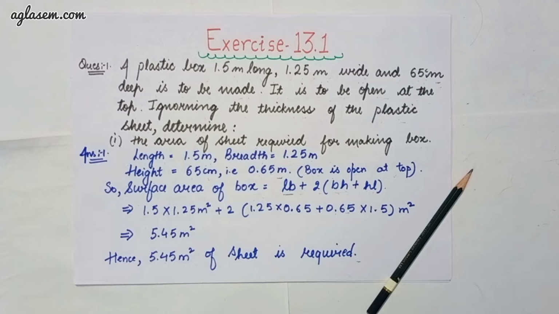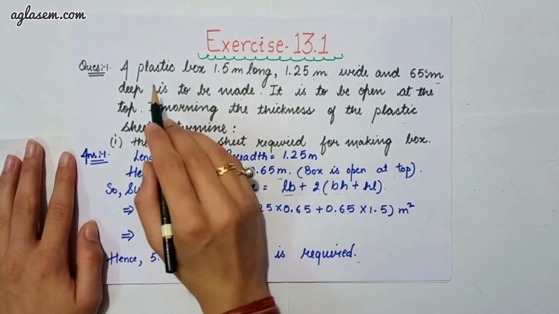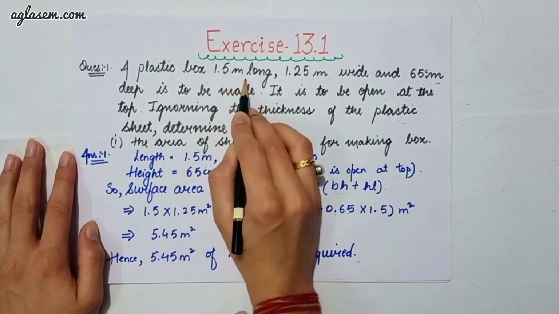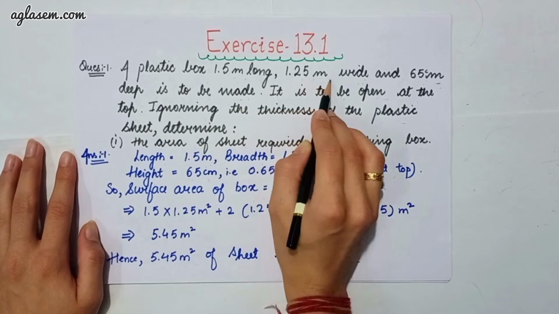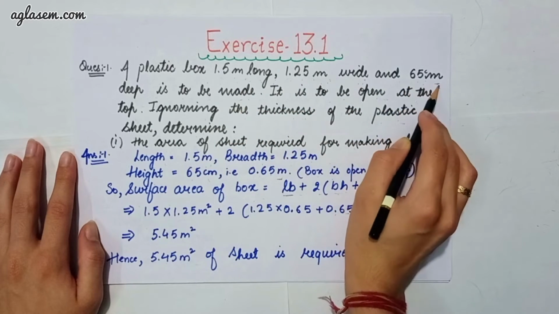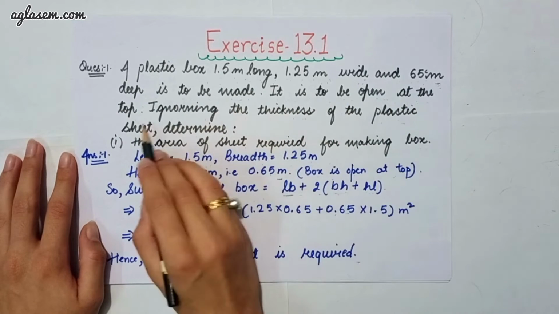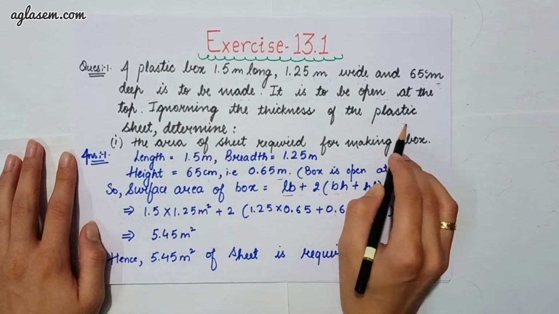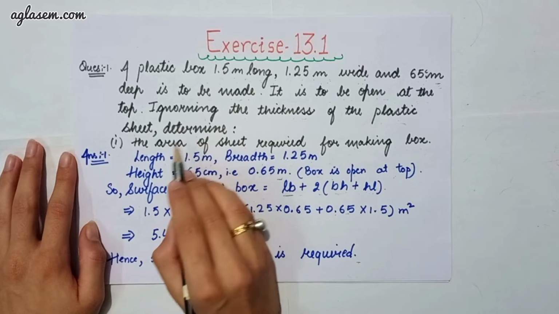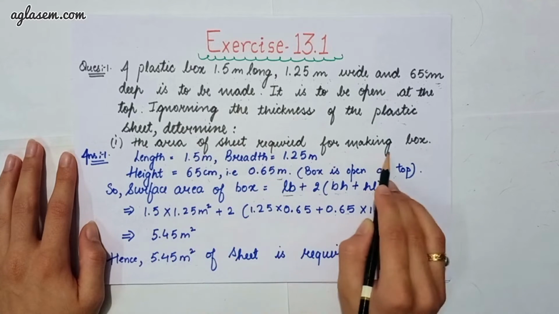Today we will be covering chapter 13, that is surface area and volumes. So starting with the first exercise, that is 13.1, our first question says a plastic box that is 1.5 meter long, 1.25 meter wide and 65 centimeter deep is to be made. It is to be open at the top. Ignoring the thickness of the plastic sheet, we have to determine the area of the sheet required for making the box.